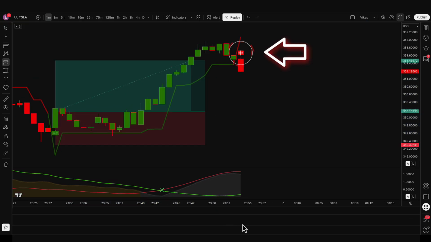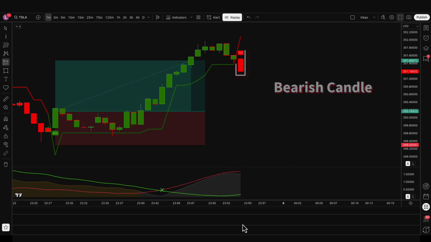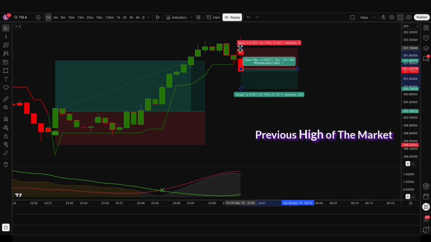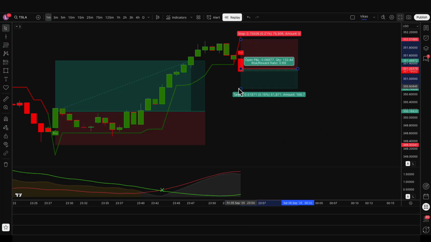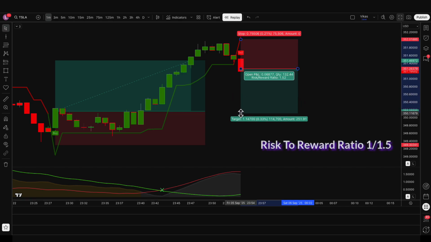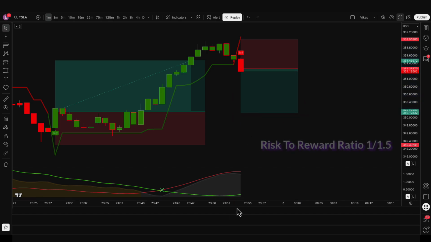When the BGH Robot version 1.0 indicator gives us a red area sell signal, the red line of the absolute strength histogram indicator should be above the green line, and the market forms a bearish candle. If this condition is fulfilled, then we will place a sell order. Our stop loss is to be placed at the previous high of the market. And the risk to reward ratio will be 1:1.5.